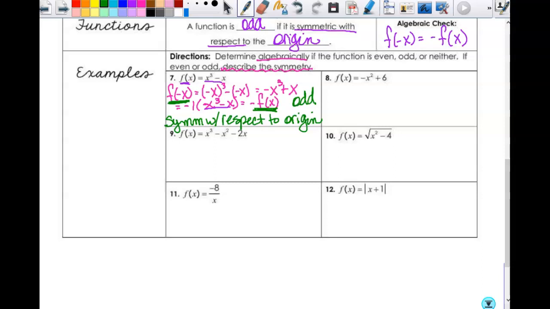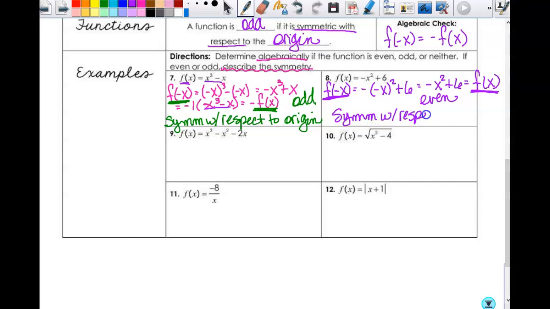All right, so let's look at number 8. I'm going to find f of negative x. That's equal to negative x squared plus 6. Right? So negative x squared is just x squared, and we make it negative, so that's equal to negative x squared plus 6. Does that look exactly like what we started with? Yes, so then I say that equals f of x. So I've started with this, I've ended with that. So is it even, odd, or neither? Even. So then I say it's even, and it is symmetric with respect to the y-axis. Okay.